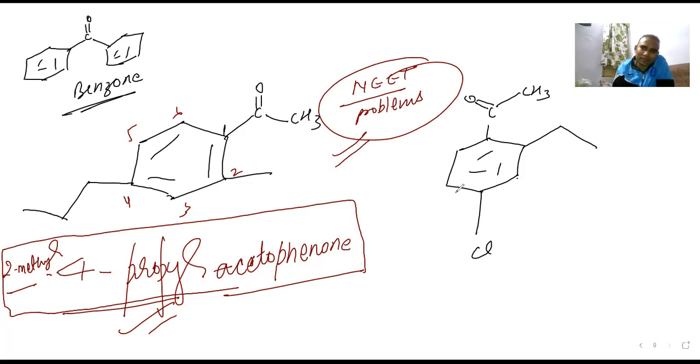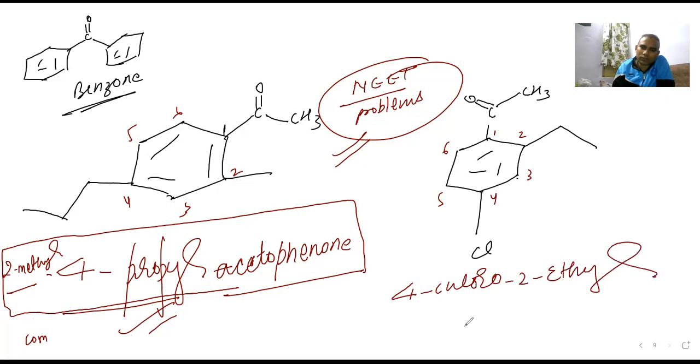Tell me the name of this compound. Numbering 1, 2, 3, 4, 5, 6. It will be 1 and 2, ethyl, and 4 chloro. So that is 4-chloro-2-ethyl acetophenone.